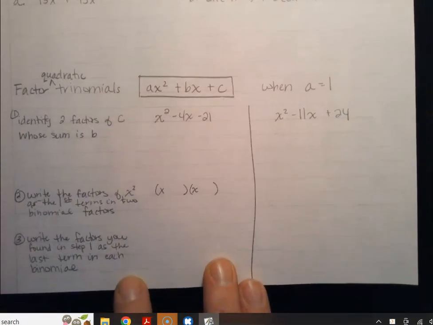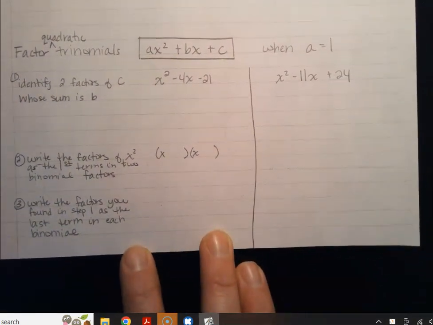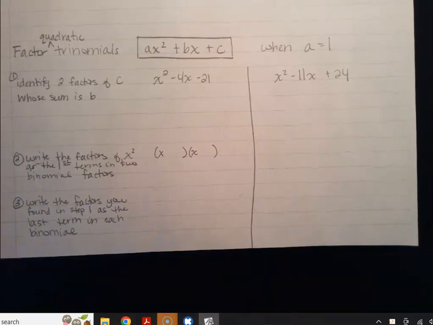So let's look at factoring quadratic trinomials. So when we have ax squared plus bx plus c. All right. Now, this is when a equals 1. So if a is 1, you're actually looking at the equation x squared plus bx.